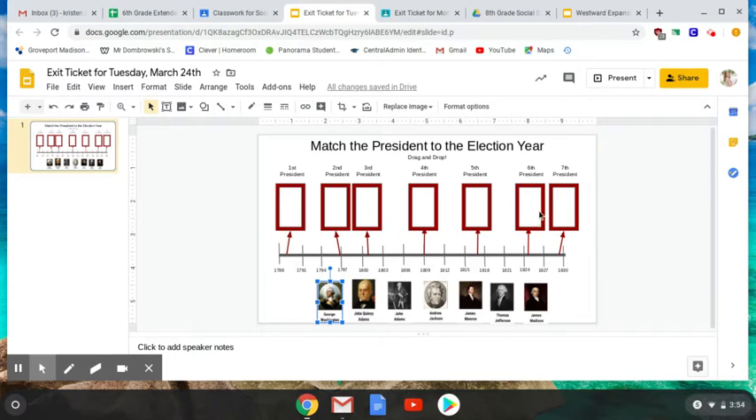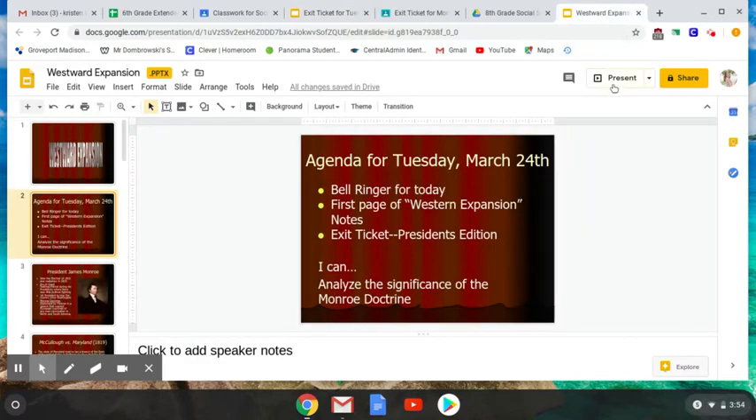So these are the ones that we're going to be focusing on right here. The War of 1812 is right here. That was during the presidency of, oh, I'm not going to fill it in because then you guys will know it. So let's look at 5, 6, and 7 right now.